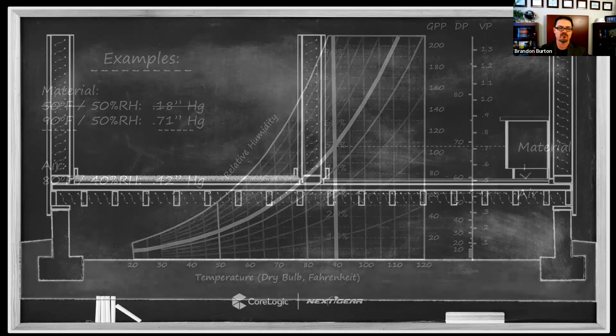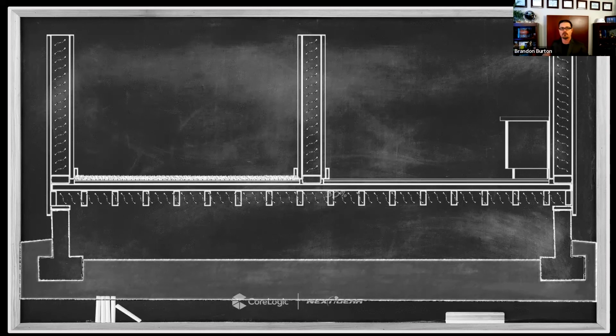So let's take a look at some examples and how we would do this, and I'll get practical with this. I saw the question about the relative humidity of the material. So as I go through these examples, I'll talk about how you might take that reading in each of these locations. So here we just have a schematic.